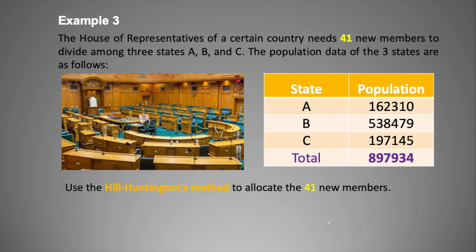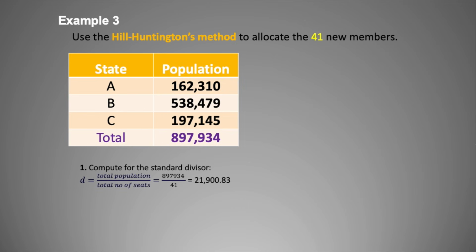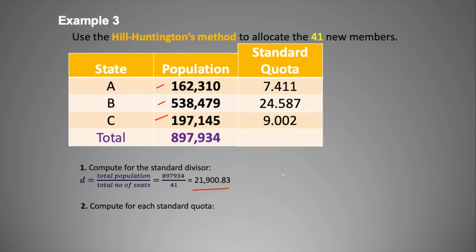Using the previous example, wherein the House of Representatives of a certain country needs 41 new members to divide among the 3 states A, B, and C, in which their population is 897,934. Using the Hill-Huntington's method, similarly, we're going to find the standard divisor, which is 21,900.83, and dividing each population by the standard divisor, we're going to have the standard quota, which are these values.